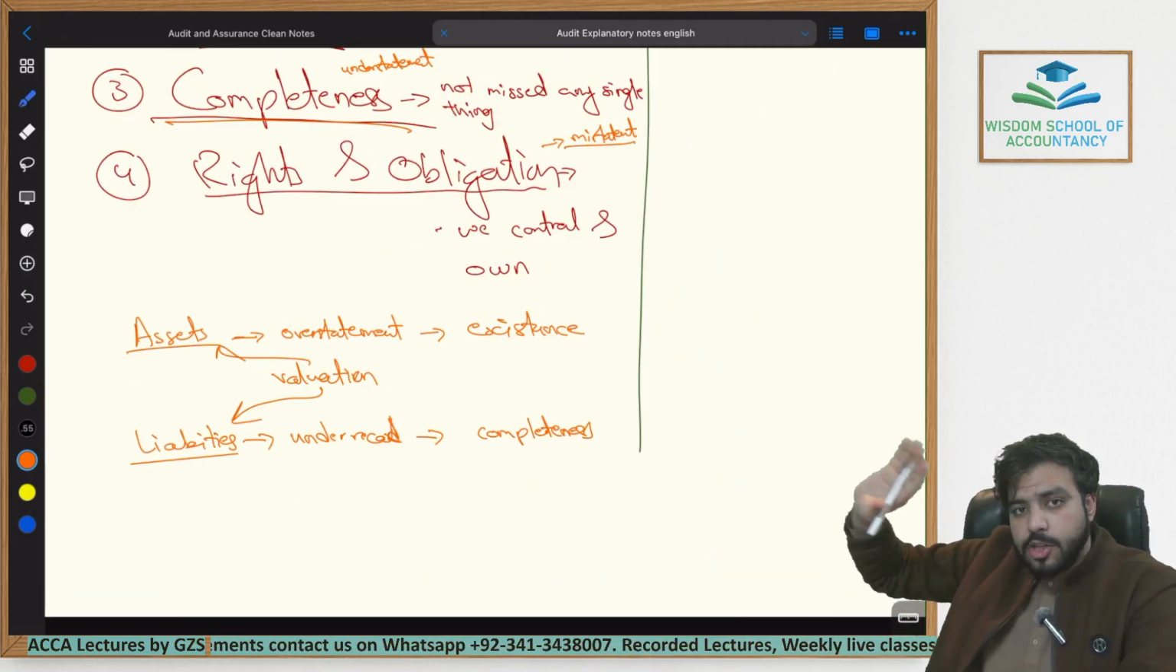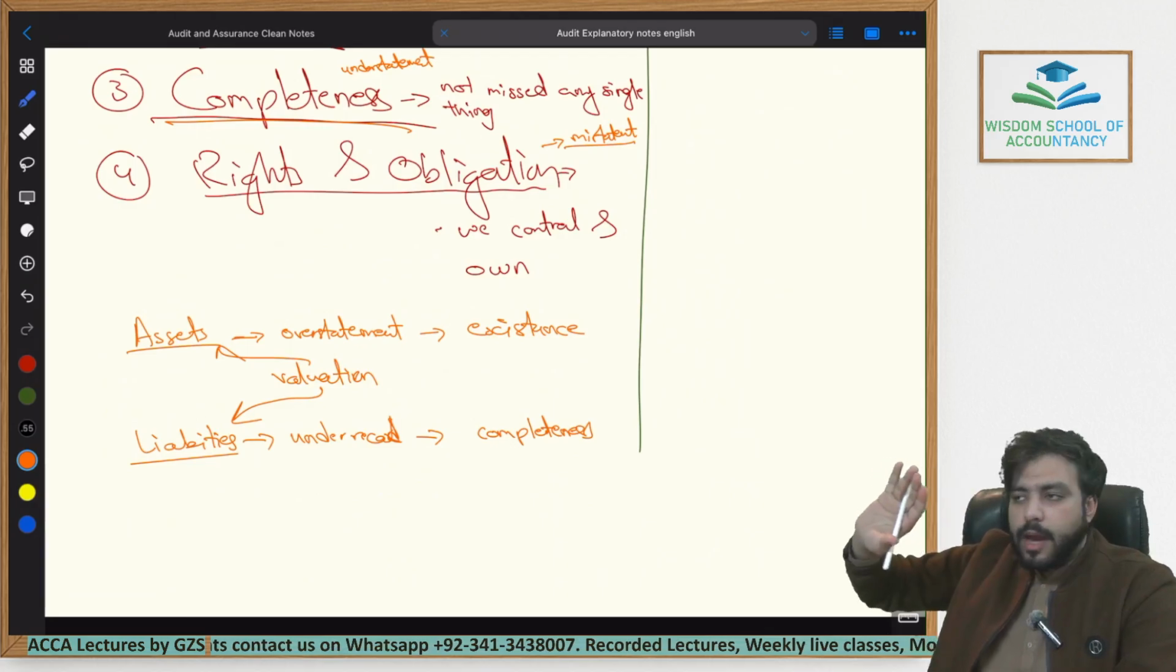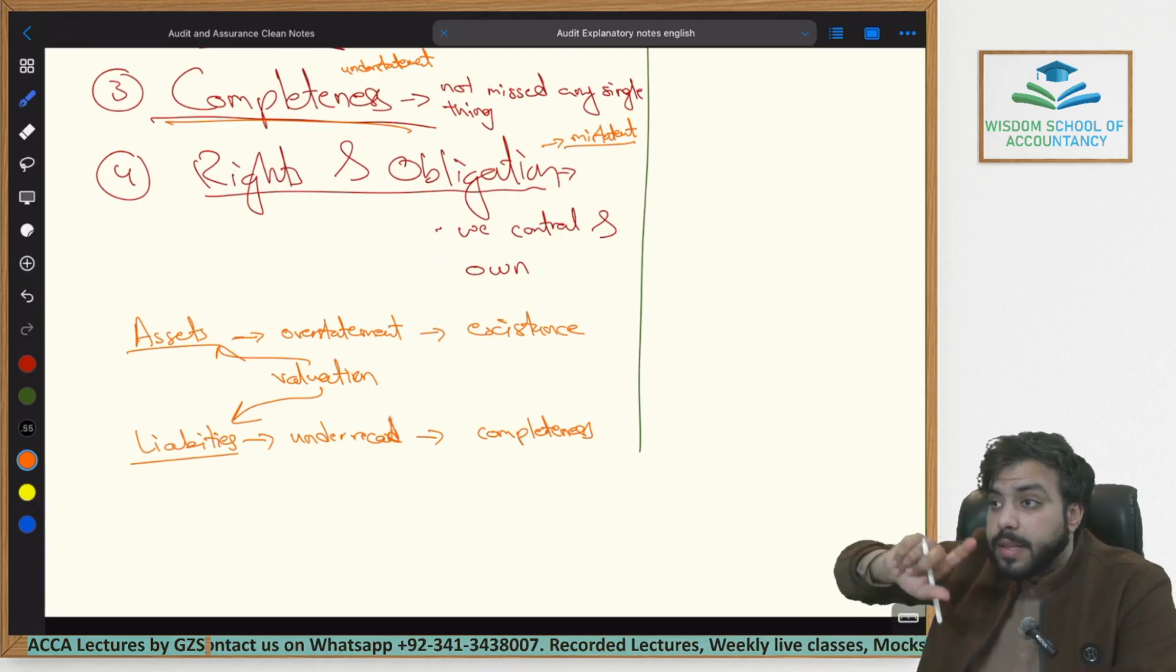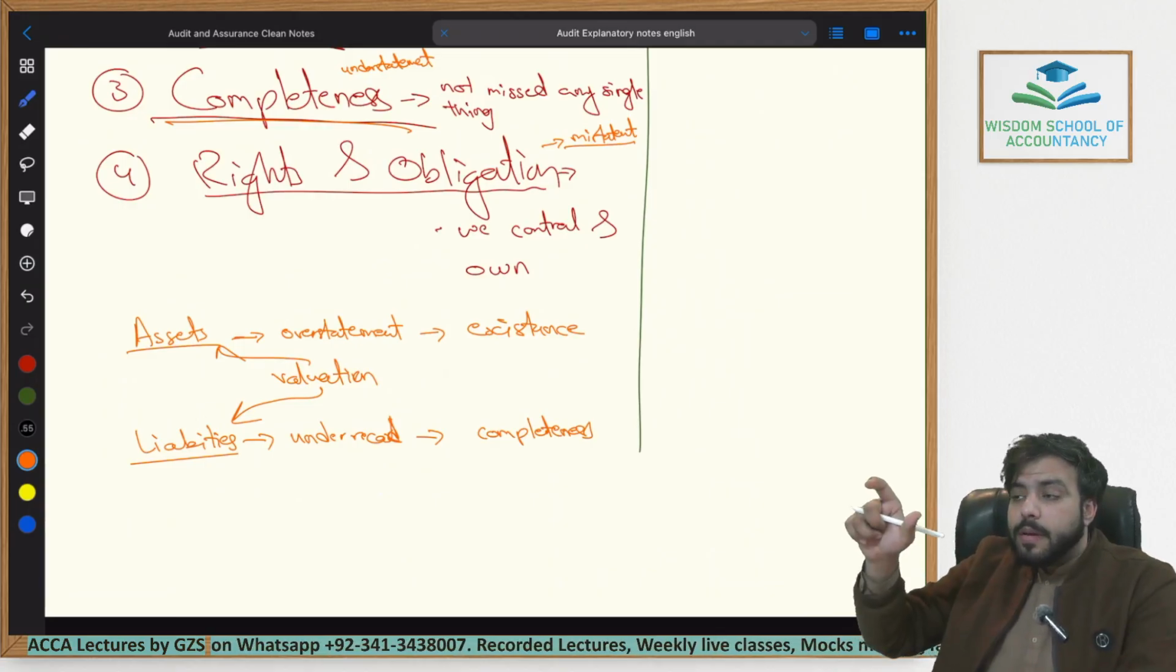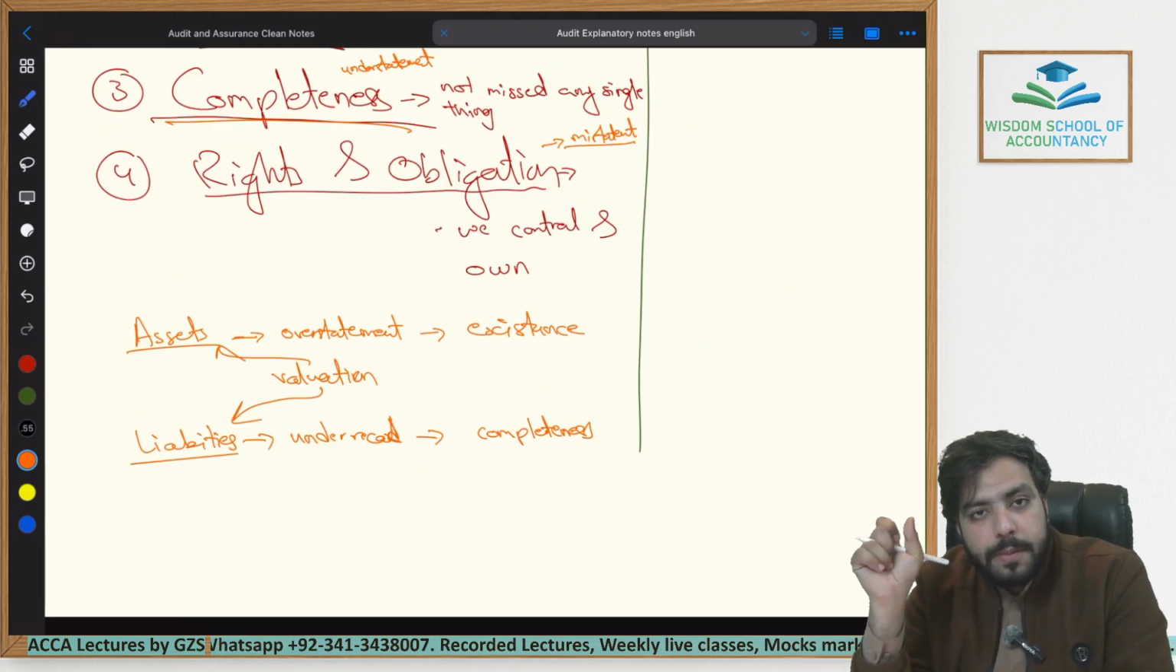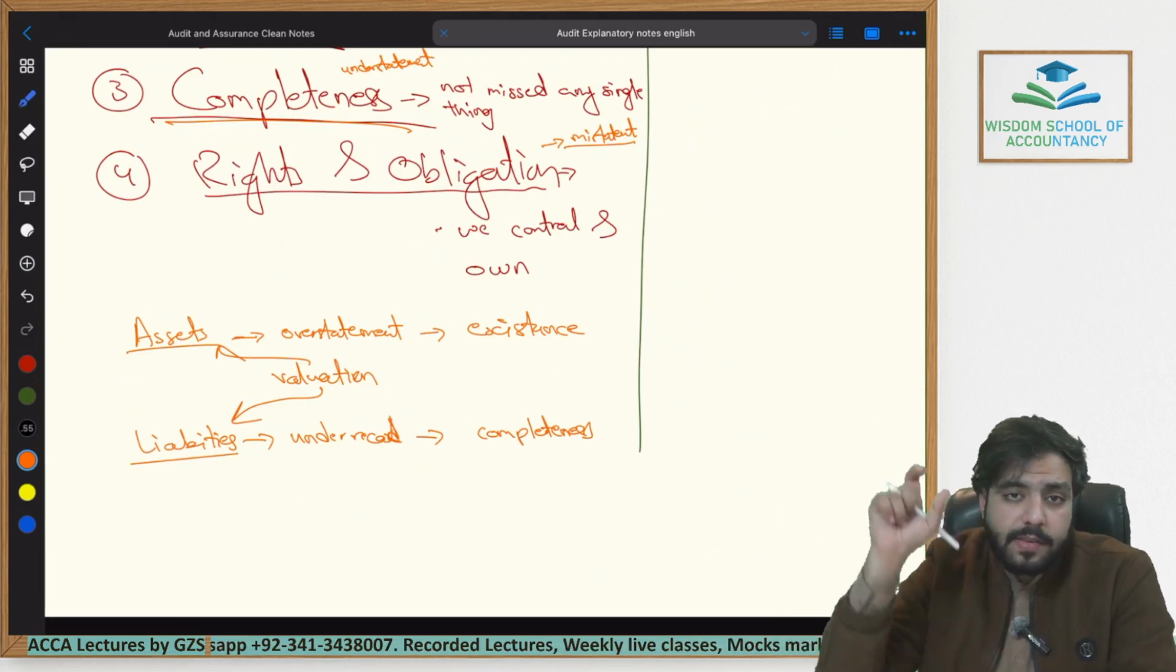The completeness assertion is perfectly fine. Management has completely recorded everything, but they might have under recorded the value of the liabilities, which would again present a better financial image of the company. And the same is the case with the assets as well.